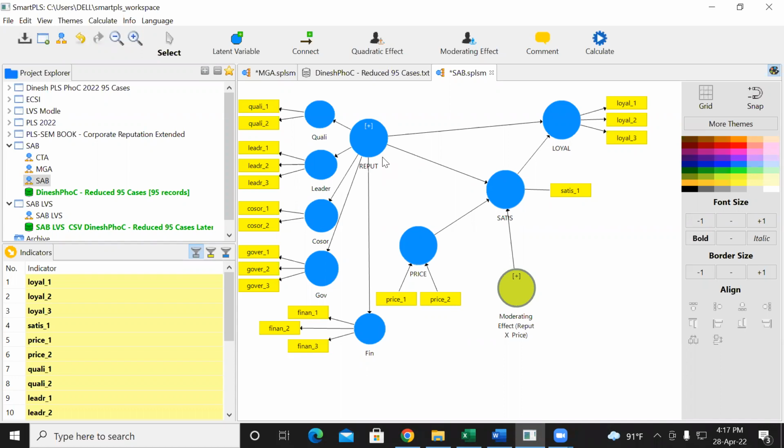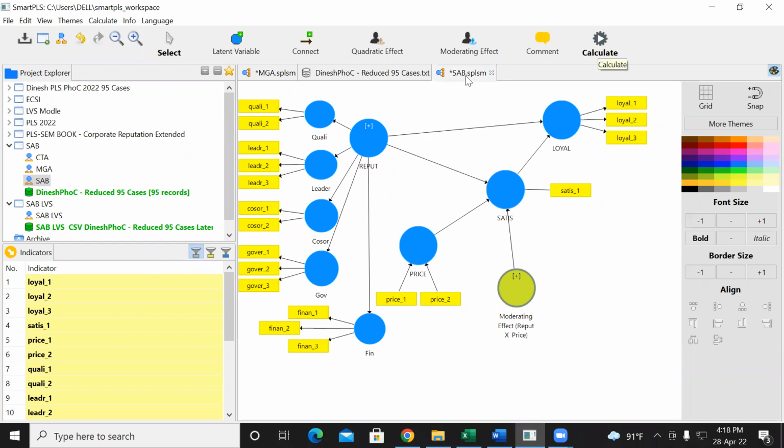Independent and dependent, they directly meet face to face. But in addition, when we talk about mediation, there's an indirect path. That means reputation goes to satisfaction, and satisfaction goes to loyalty. Each knows the other's role. Therefore, when you run this model, you have to identify what's the direct path and what's the indirect path. That is very important in analyzing the report and when you report in your thesis.